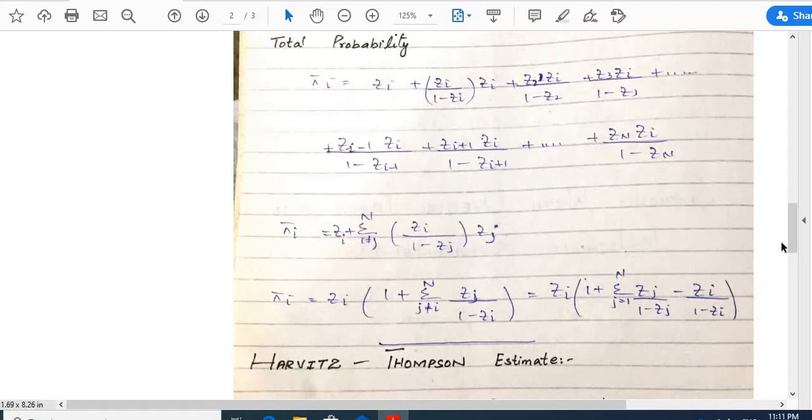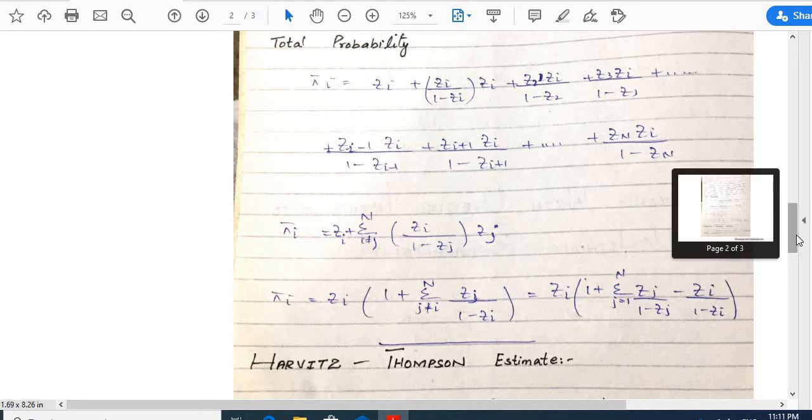If we take common, we also may write it as Zi into 1 plus the sum over j varying from 1 to capital N of Zj divided by 1 minus Zj, minus Zi over 1 minus Zi.